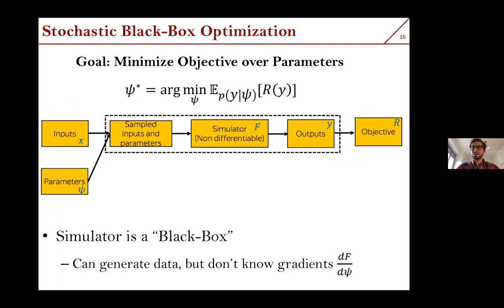But maybe to set up a flowchart of this process, we've written down the minimization problem here for design optimization. We're sampling data points and computing their loss. Basically, given some inputs and parameters, we can run the simulator to produce outputs and evaluate the objective. But we don't know how to compute the gradient of the simulator with respect to the parameters. That's why I say this is a black box optimization. We don't have access to the internal gradients of this simulation code.